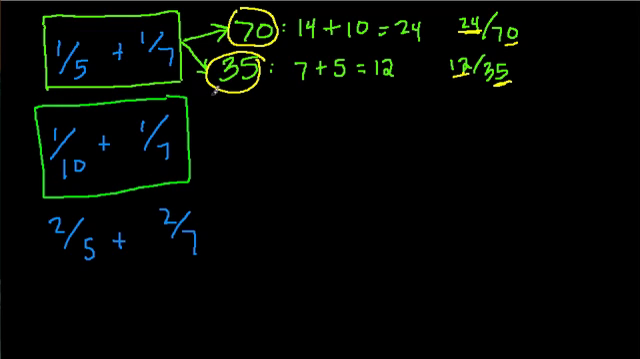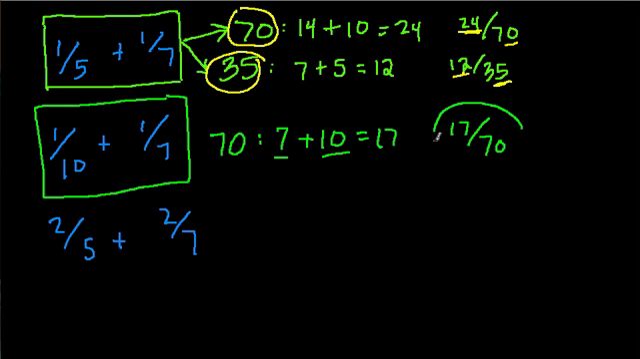This time we can't pick 35, or we could pick 35 cents, but it's not so friendly to find a tenth of 35 cents. Instead, I'm going to use 70 cents. A tenth of 70 cents is just 7 cents, because 70 divided by 10 is 7 cents, and a seventh of 70 cents is 10 cents. Now we have 7 cents plus 10 cents, that's 17. So I write this answer as 17 over 70.